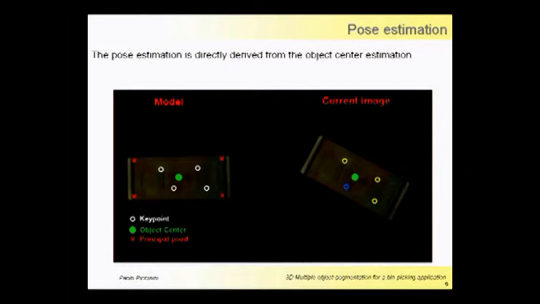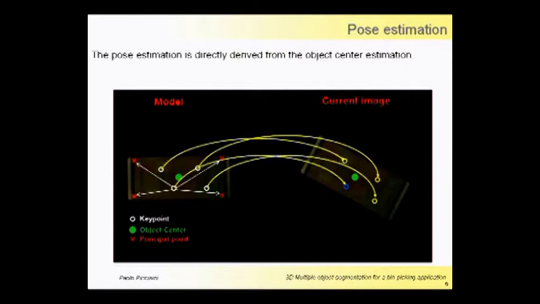Finally, there's the pose estimation, that is directly derived from the object segmentation. I don't know if you can clearly see the pictures. In the model, the white circles are the key points extracted by the SIFT. The full green circle is the object center, and the red crosses are some principal points fixed by the user. For each key point, I compute the distance between the key point itself and the principal point, and then I look for some matches in the current image.